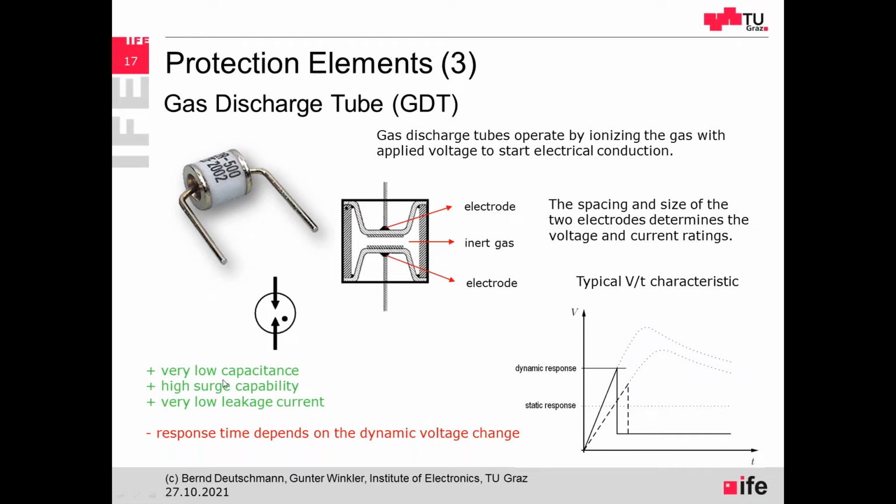They provide low capacitance. This really depends on how these systems are built. So what is the distance? How big are these metal contacts? So yeah, the capacitance might not be that low, depending on the gas discharge protection system that is used.